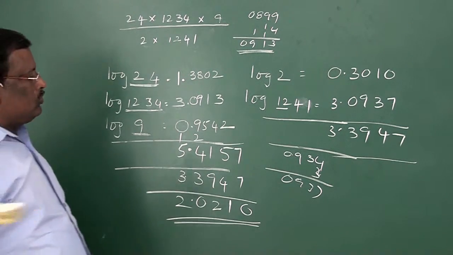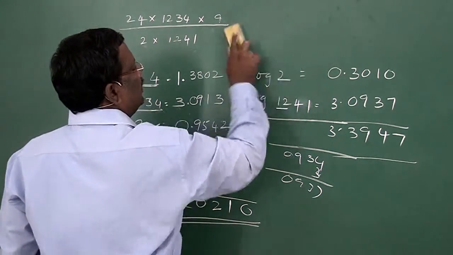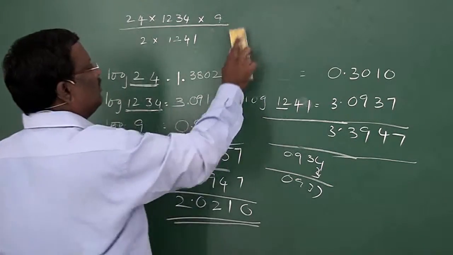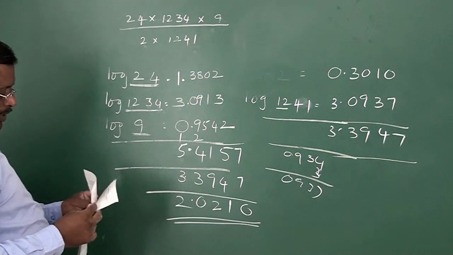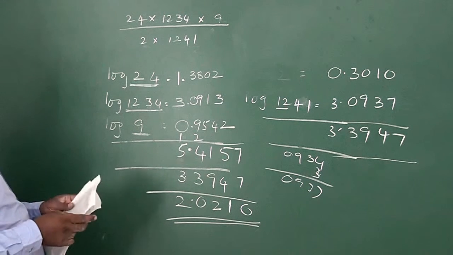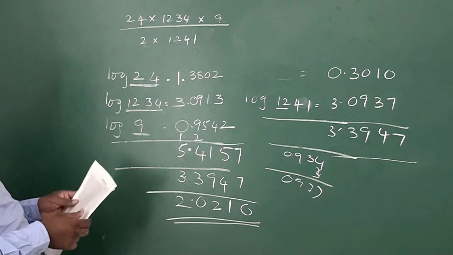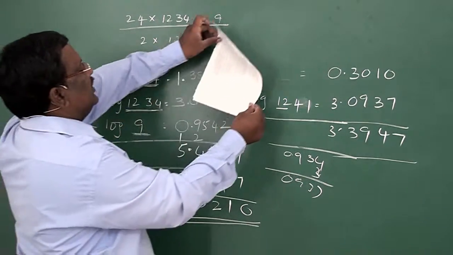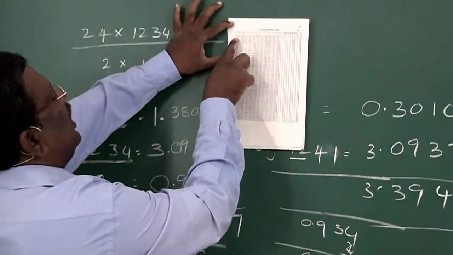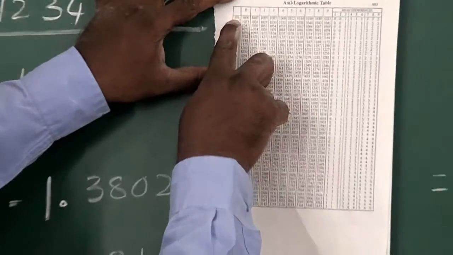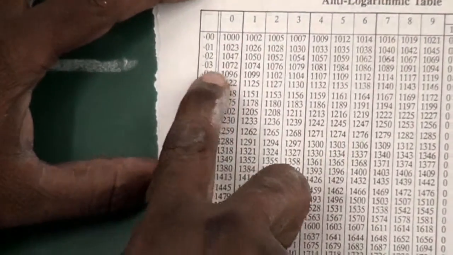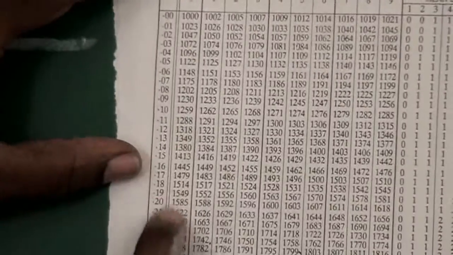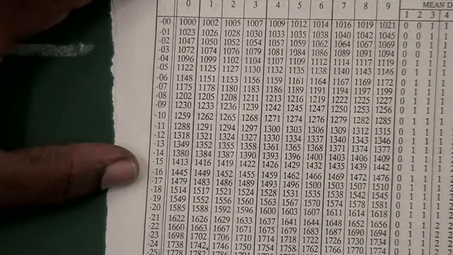So you should convert this log value into a normal value. To convert the log value into a normal value, you have to depend upon anti-logarithmic tables, which were also given in your material. So go through it. In anti-log tables, you will have a certain difference. Here the logarithm table starts from 10, but here it starts from 0.00. So from 0.00, 0.01, 0.02 and so on up to 0.99. The rest of the things are the same.